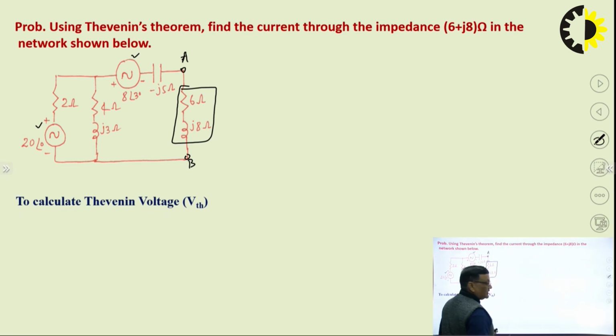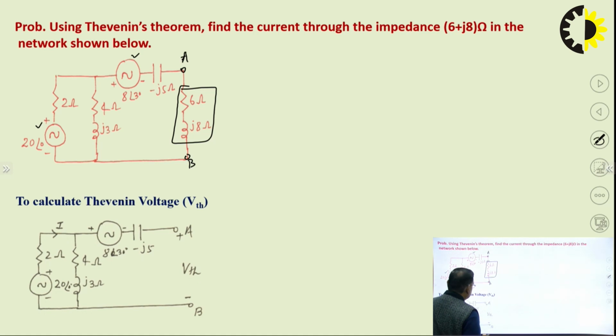So, to calculate Thevenin voltage, first and foremost remove the 6 plus j8 ohm impedance from the circuit. So, this is the circuit, and we have to find the voltage across this terminal, and it will be the VTH. So, this is your energy source. So, what is the VTH? VTH will be this voltage, 8 into angle 30 degree voltage.